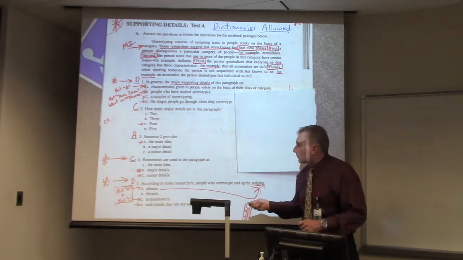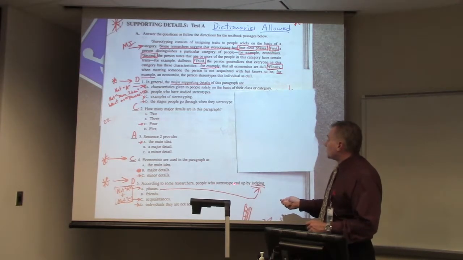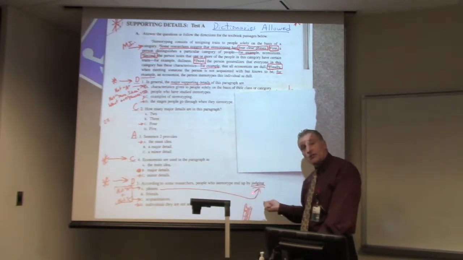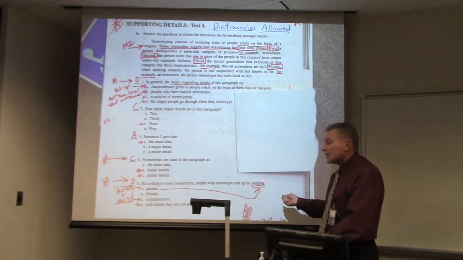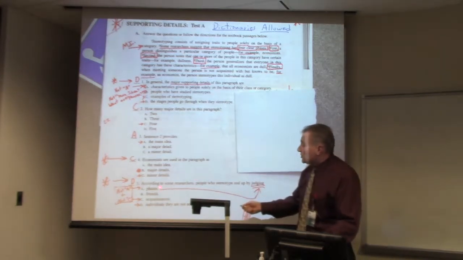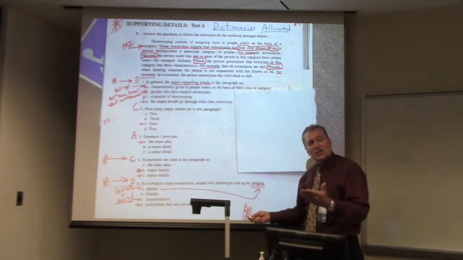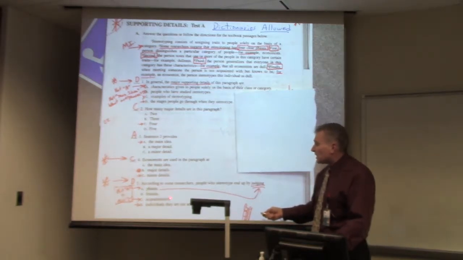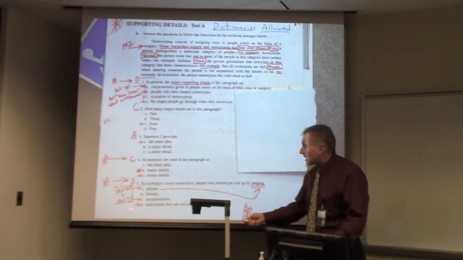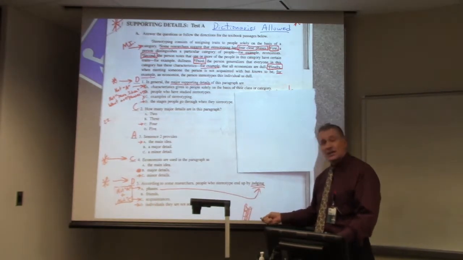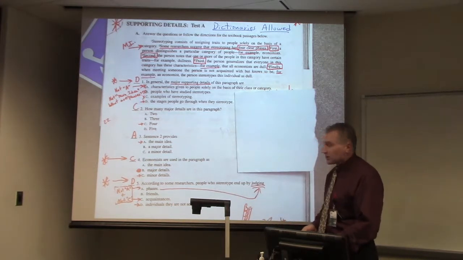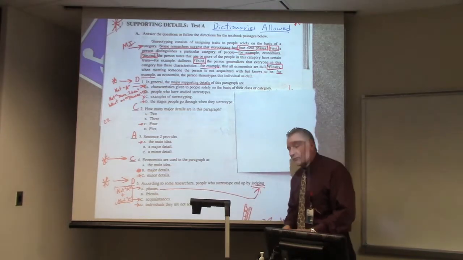The last question on the first page, according to some researchers, people who stereotype end up by judging. Again, reading carefully is a key part of being able to succeed on these reading tests. It says judging. What are they judging? They're not judging the phases, making a judgment about them. They're certainly not judging their acquaintances or people that they know. The definition of stereotyping is judging individuals that they don't know or are not acquainted with. So these are the answers to the first page of the chapter 3 and 4 test.